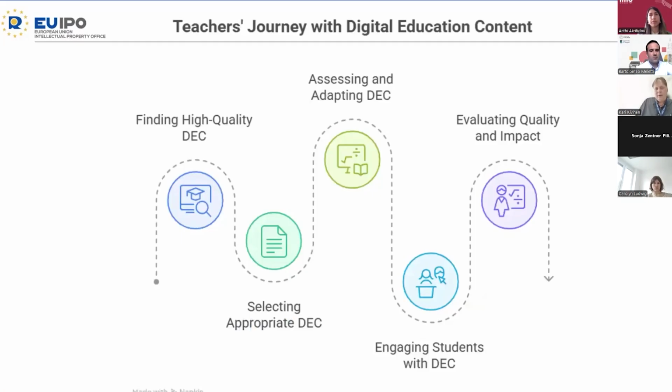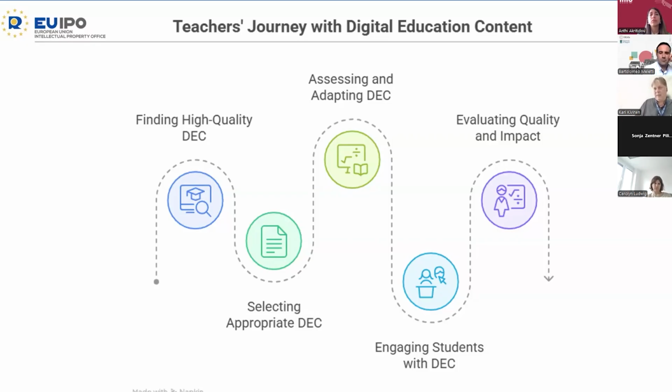So when we are looking at teachers' use of digital materials, there are several moments where copyright issues come into play. When we are looking for high quality digital education material, we have a lot of sources. We have commercial products, materials provided by the school provider, and also materials on the internet, like YouTube or other sources. And when we are selecting, we should take into account that we have a right to use the material we are selecting in the classroom with our pupils.